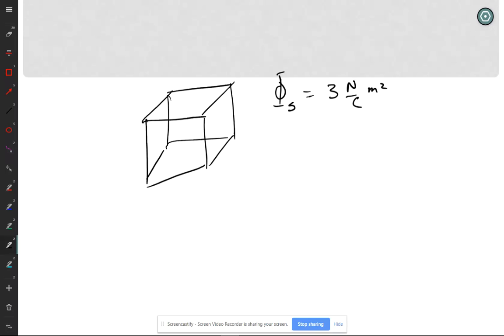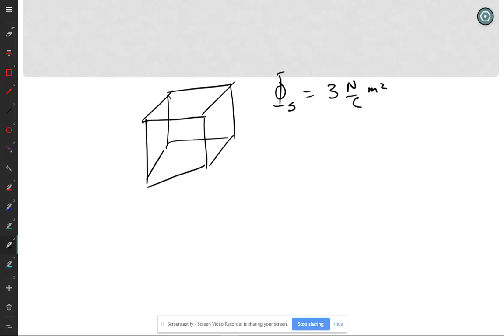Right, I took away the calculus by giving you the flux through a surface. That's why this is easy. How much charge is coming out of that, or how much charge is contained in that cube if you have that much flux through each surface? You just multiply that by 6 surfaces. Okay, multiply that by 6 because you have 6 surfaces and that's the total flux.